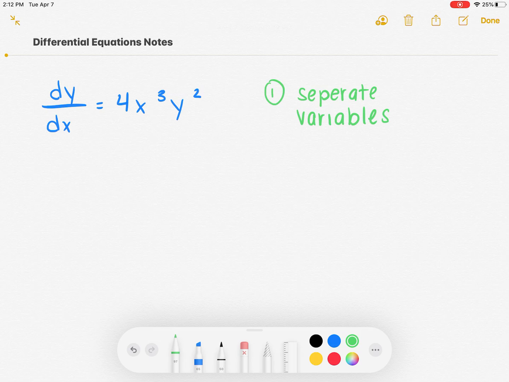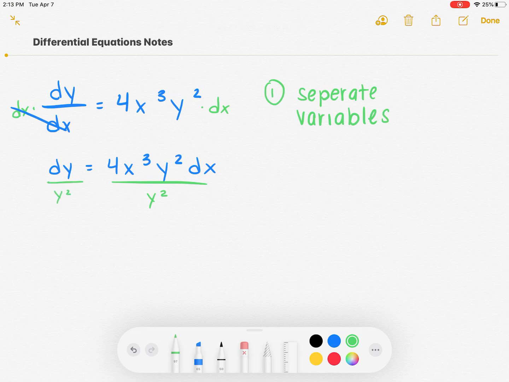So in order to do that, the first thing I'm going to do is multiply both sides by a dx, because anytime I can get rid of a fraction, I like to do that. So if I multiply by dx, I end up with dy equals 4x cubed y squared dx. Then the next thing I'm going to do is get rid of the y squared by dividing. So I end up with dy over y squared equals 4x cubed dx.